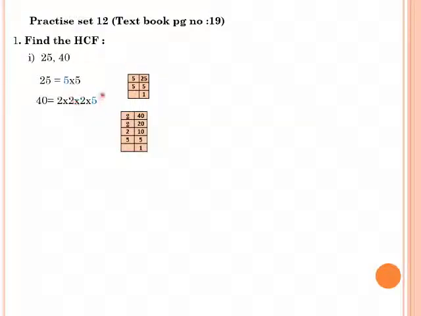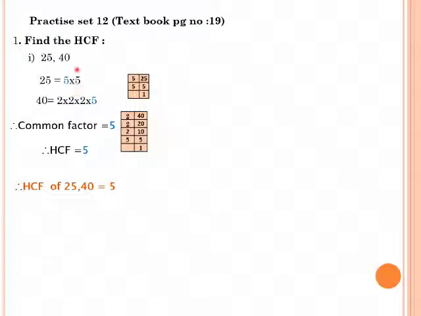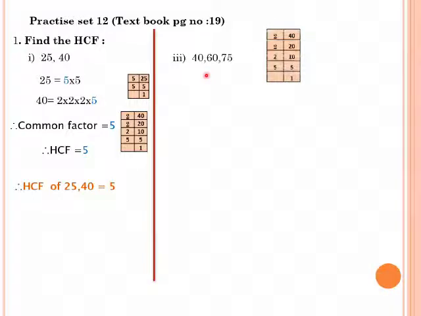Now study the common factor from this. Yes, the common factor is 5, which I have shown with a different color. So HCF is 5, and write down the final answer, that HCF of 25 and 40 is equal to 5. All the factors you can write to the right hand side corner, and this way horizontally you can mention it in your sums.